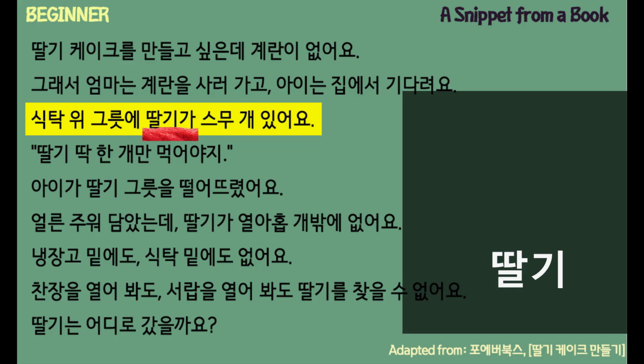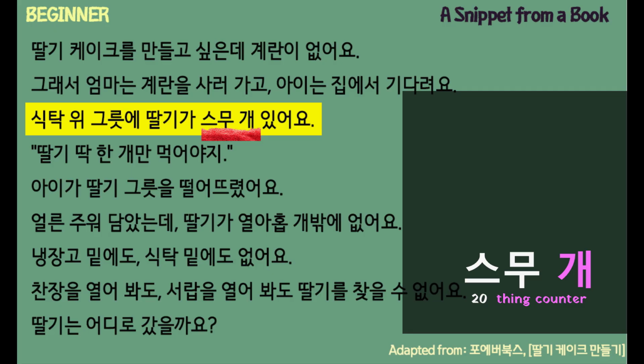딸기가 strawberries with the subject marker 가. Now we have 20개. In Korean, we place a counter after a number to count things. 개 is the most common counter used for everyday objects. There are many other counters in Korean, like 명 for people, 마리 for animals, or 권 for books, which we can explore in a future book.